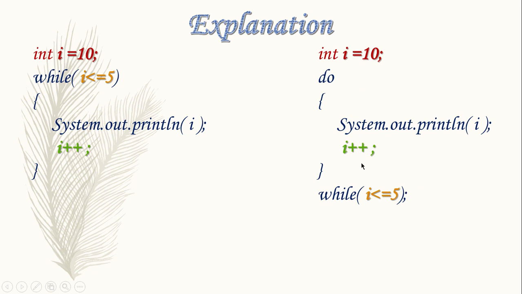So the loop won't execute anymore. So you see in this scenario, even if the condition was not matching, the loop executed for at least one time. Okay, so this is the difference between your while loop and do while loop. So let us go to some programs.